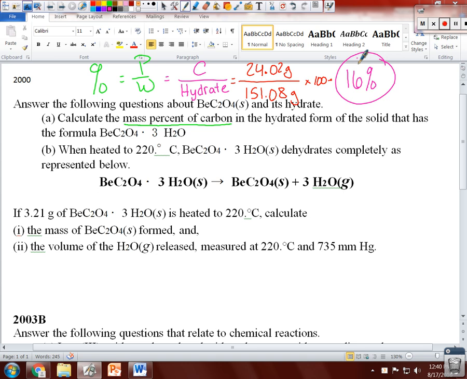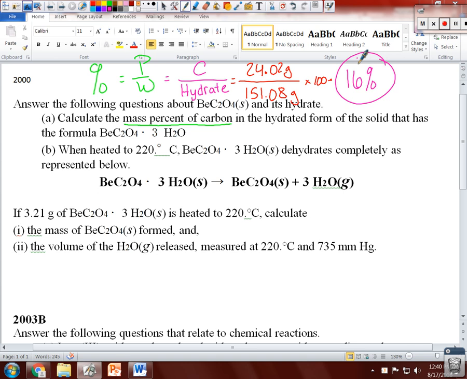What if the question was, what is the percent of beryllium in this hydrate? It'd be the mass of beryllium, which is 9.01, divided by the total mass, which is going to be really small, right? Exactly. That's why you could do it that way.